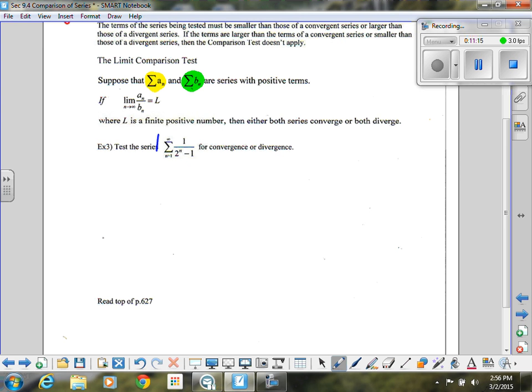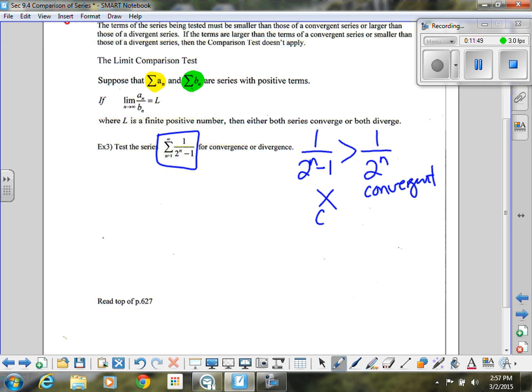All right, so if we do this series, notice this is very similar to the one we started with, except I have 1 over 2 to the n minus 1. If I compare 1 over 2 to the n minus 1 to 1 over 2 to the n, notice that these denominators will always be smaller than that one. So the original series is larger than 1 over 2 to the n. Well, we know that 2 to the n is convergent. So the direct comparison test doesn't really help us. So we can't use the comparison test.